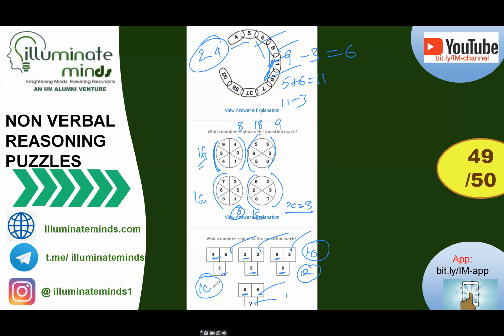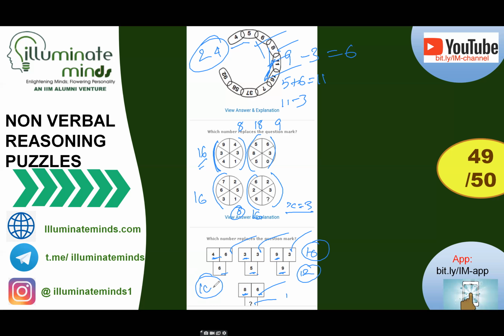So let's move to the next one. Question number 50. So this will complete our sheet 1. So we'll stop over here. This is our question number 50, guys. So which number replaces the question mark? So this is simple. This is 11 square. This is 12 square. And this is 13 square, which is 169. Okay, guys.